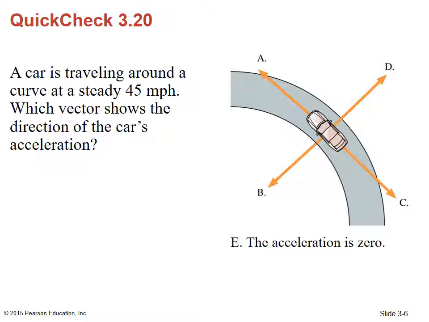A car is traveling around a curve at a steady 45 miles per hour. Which vector shows the direction of the car's acceleration? Answer is B, towards the center of the circle. This is centripetal acceleration.